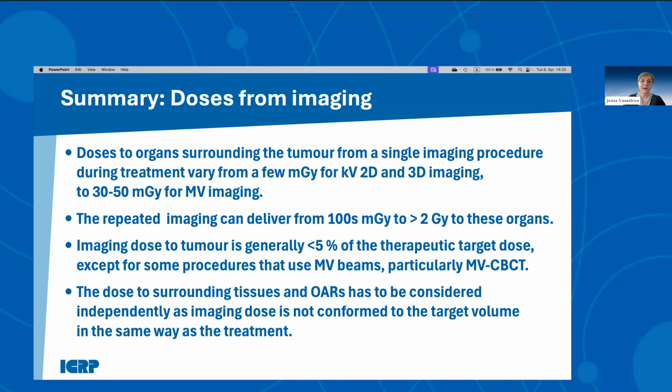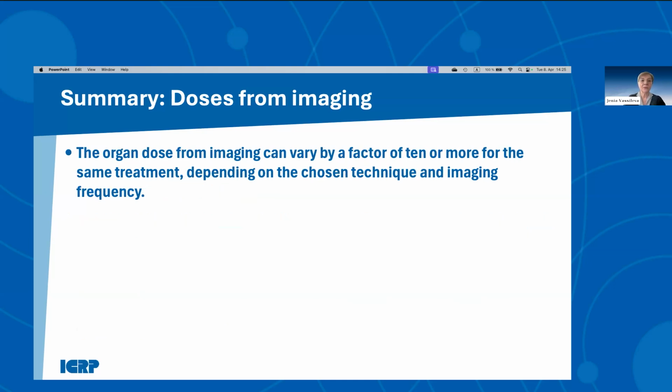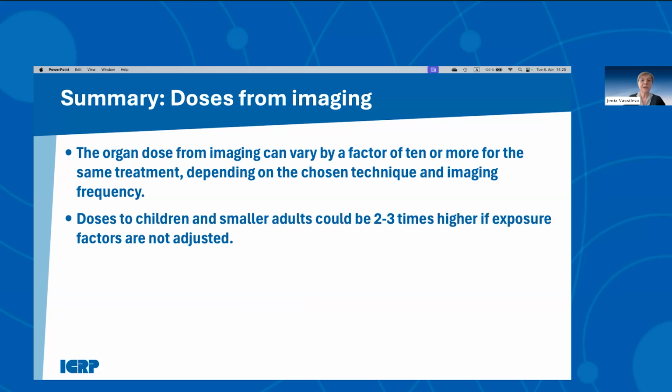The dose to surrounding tissues and organs at risk has to be considered independently, as imaging dose is not conformed to the target volume in the same way as the treatment. The organ dose from imaging can vary by a factor of 10 or more for the same treatment, depending on the chosen technique and imaging frequency.